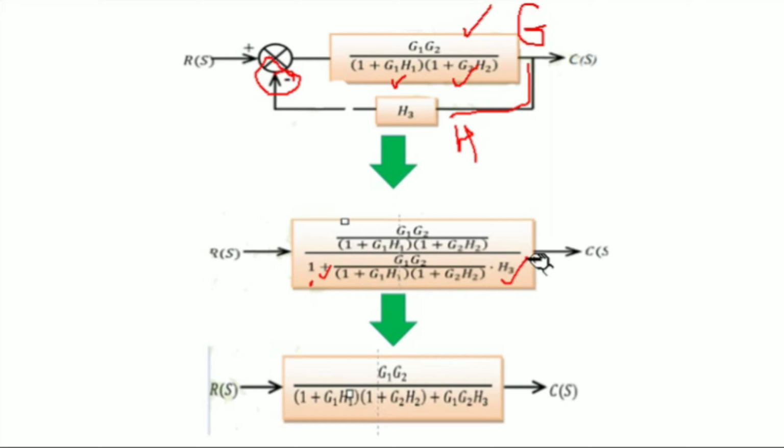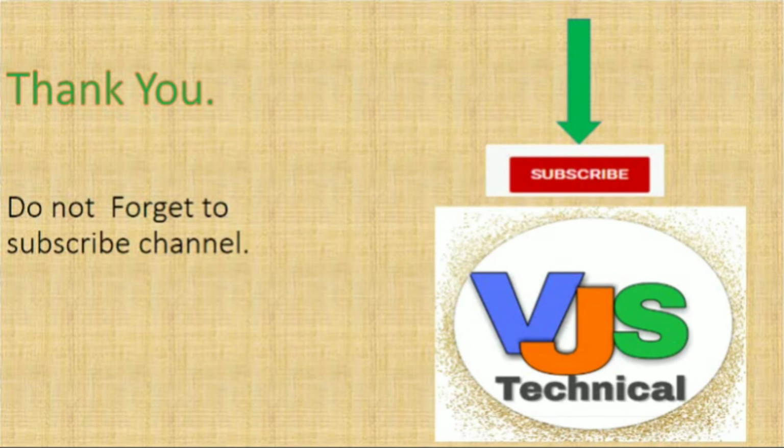So just applying the feedback loop rule and simplifying, this term and this term get nullified after the simplification, and we get G1 G2 upon 1 plus G1 H1 into 1 plus G2 H2 plus G1 into G2 into H3. So in this way we can apply the block diagram reduction technique. We can solve it in a very simplified form. This is very simple to understand.